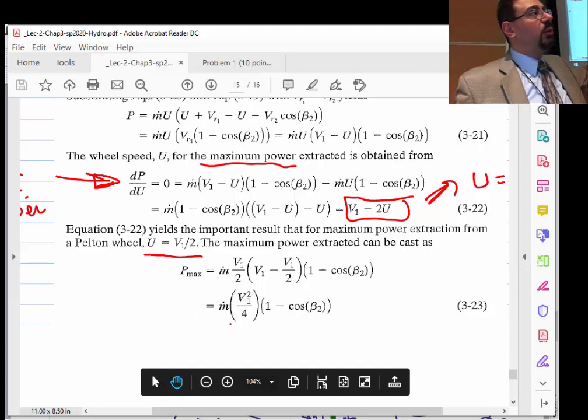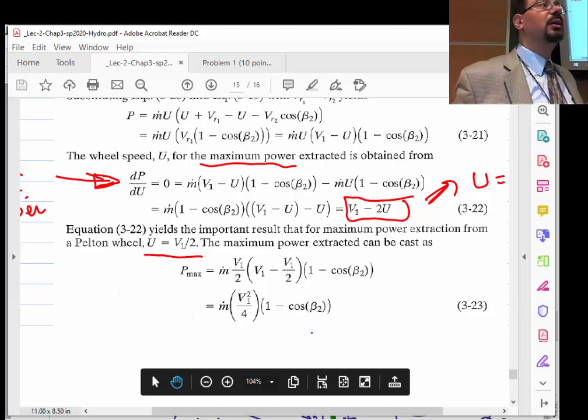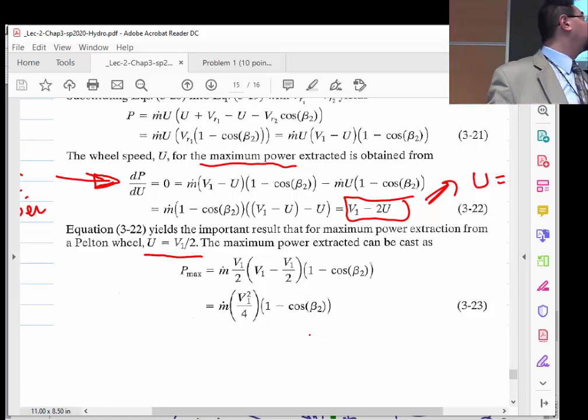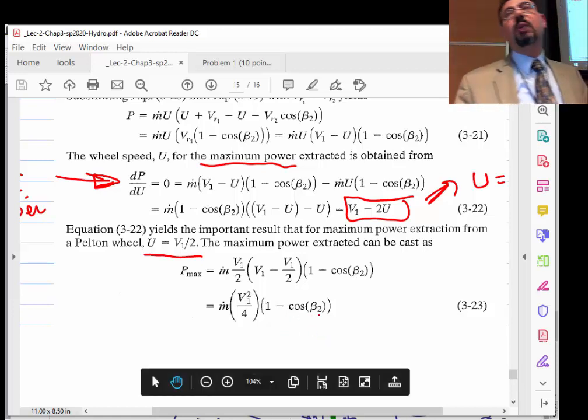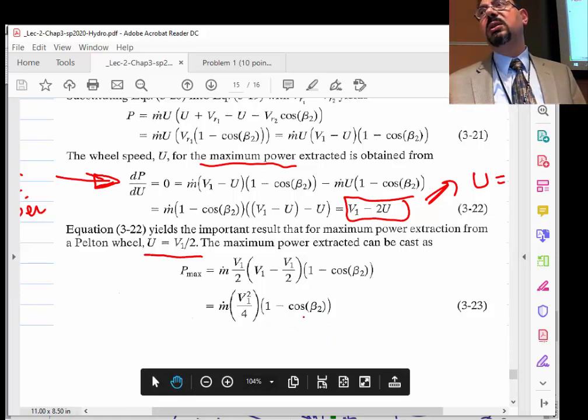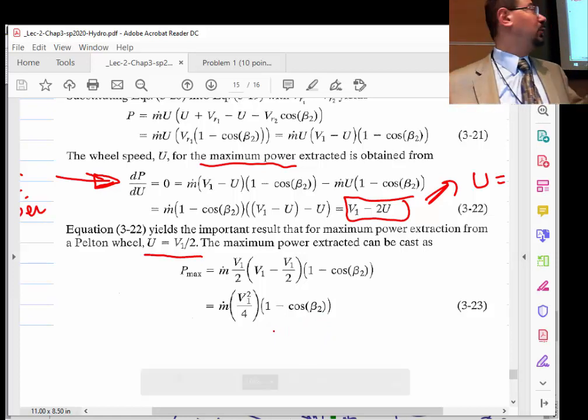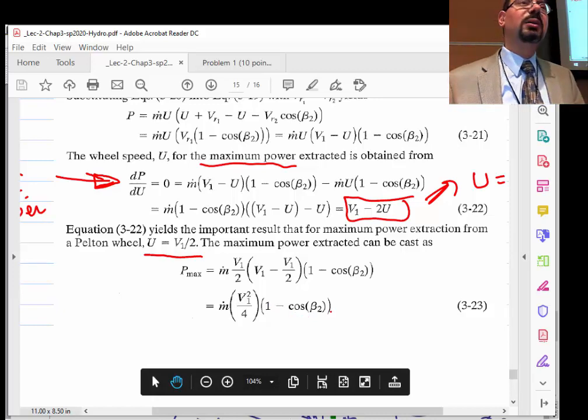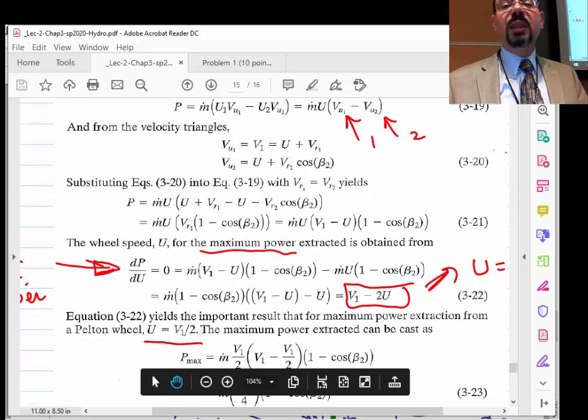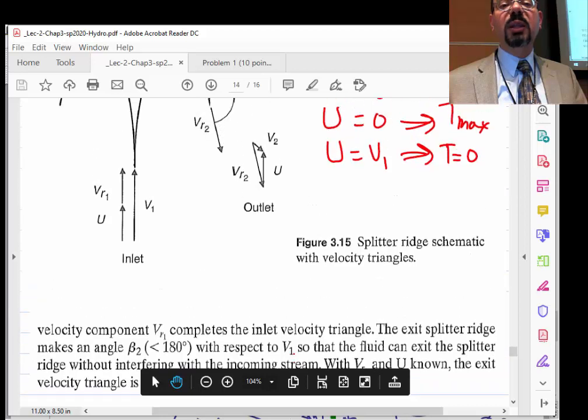We don't control V1. We said V1 is basically just the river, whatever the head in the lake upstream from it. It's the beta. What do we want from the beta? Yeah, we want this cosine beta to be minus 1. Making cosine beta equal 0 is not as good as minus 1. Minus 1 is like you get what? 1 minus minus 1. So if beta 2 is 90 degrees, you get cosine beta equal 0.